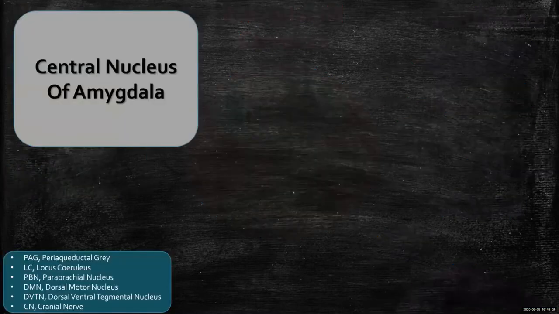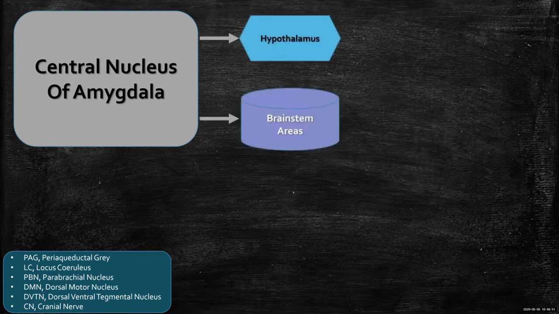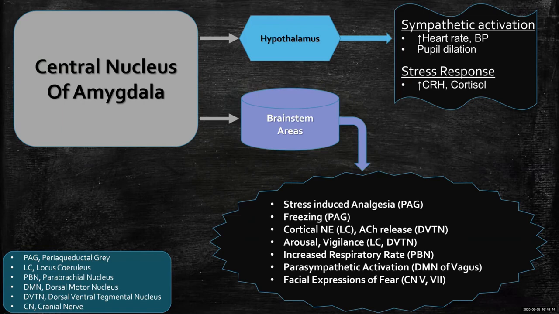Again, the central nucleus is a part of the amygdala. It's not the only output pathway or output center of the amygdala, but it's very important because the output of the central nucleus of the amygdala is critical to initiating and maintaining the fight or flight response. What I mean by that is outputs of the central nucleus of the amygdala go to the hypothalamus and the brainstem areas. The hypothalamus and the brainstem areas then cause the sympathetic activation, the stress response, and the behavioral patterns that we see in people and animals who display the fight or flight response.